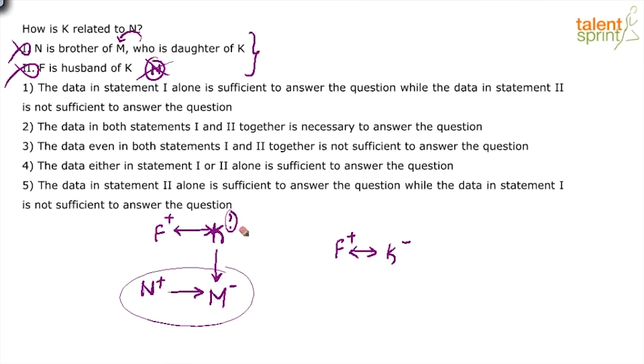Which means K is female. If K is female, K becomes the mother of these two children. So how is K related to N? K is the mother of N. How do we know that? By using both the statements together. So your answer should be that the data in both statements 1 and 2 is necessary to answer the question.